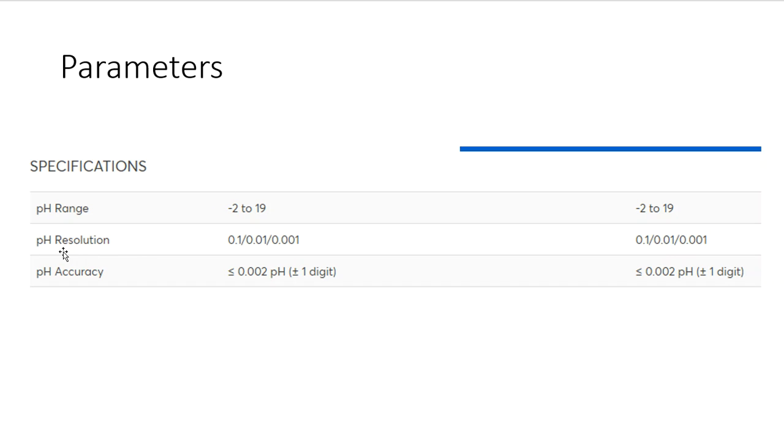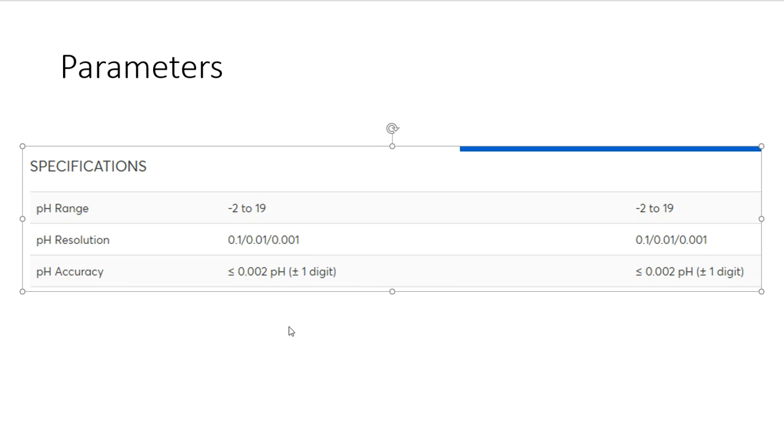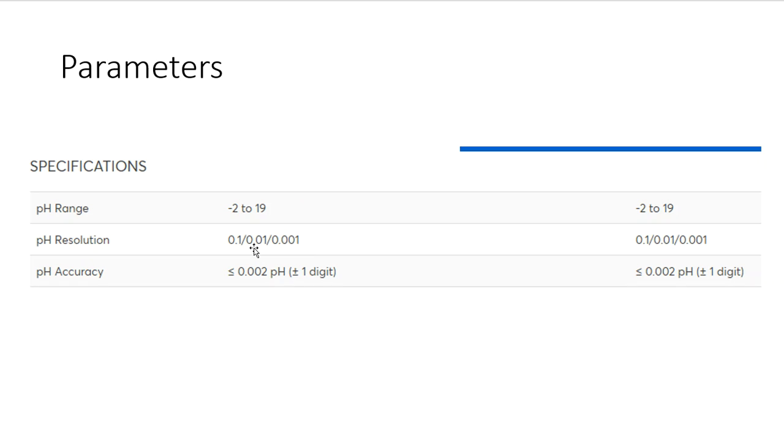pH resolution is something else that we look at. So pH resolution is how low can we go? It's like a game of limbo. So 0.1, 0.01, 0.001. It gives me some choices. So how do I want the pH to be displayed? And this pH meter will actually report the pH in 3 decimal units if I want it to. The issue here, though, is that most of the time, pH is recorded with 2 decimal places.